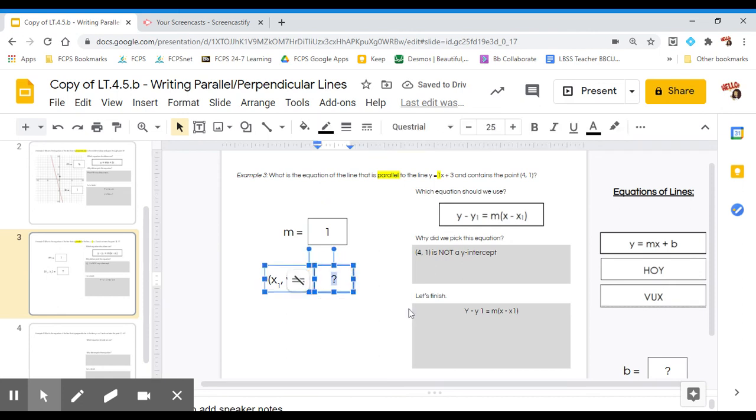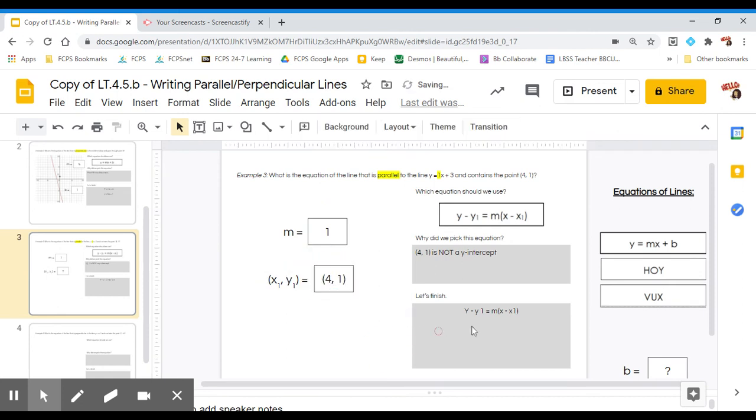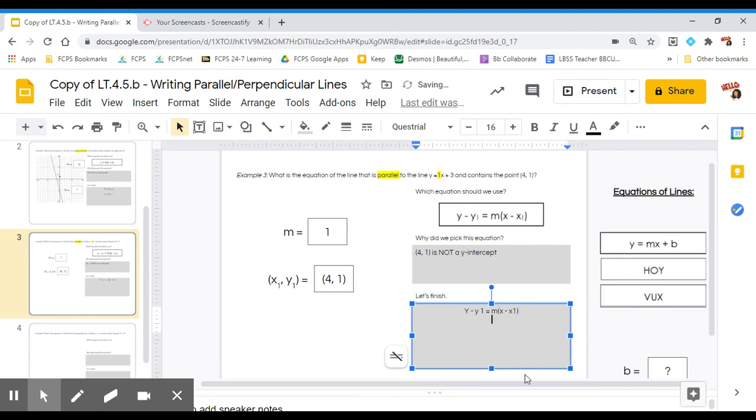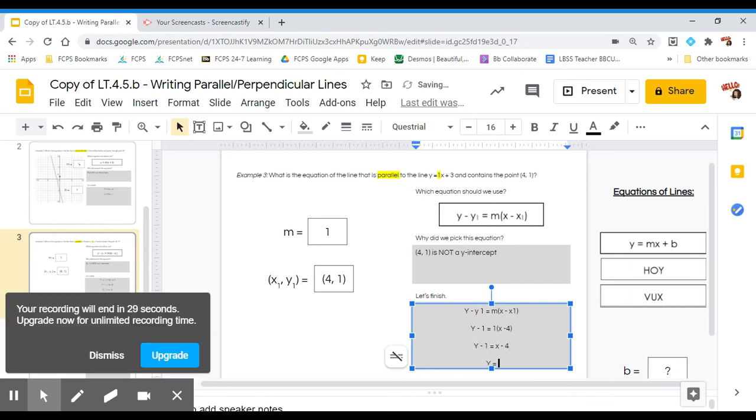Our x1, y1 is going to be (4, 1). That was given. I'm going to put all my information in: y minus 1 equals 1 times (x minus 4). I'm going to distribute. And then finally, to get y by itself, I'm going to add 1 to both sides.